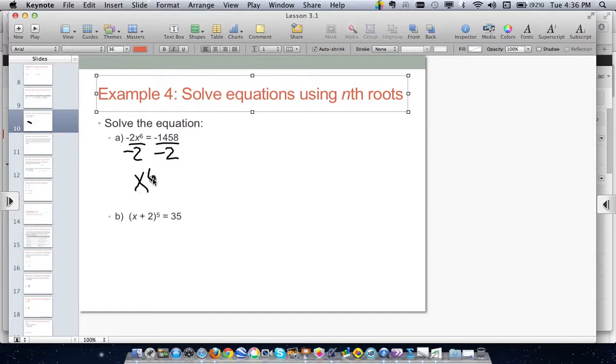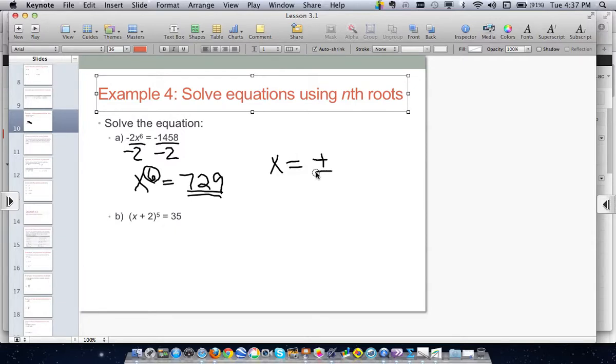So this gives us x to the 6th, which equals 729. Now we have to look at this for a moment to make sure we account for all of the possible answers. Since the exponent is an even number, that means we're going to have possibly one real solution, two real solutions, or no real solutions. So we have to look at what the a value is. And in this case, it is obviously much greater than 0, so that means we have two real solutions. We have a positive and a negative solution.